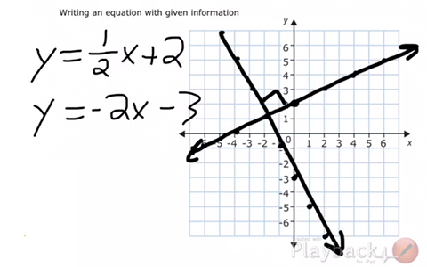So I want you to look at the slopes this time. They're not the same as when we had parallel lines. Look at those numbers and see how they're different from each other.